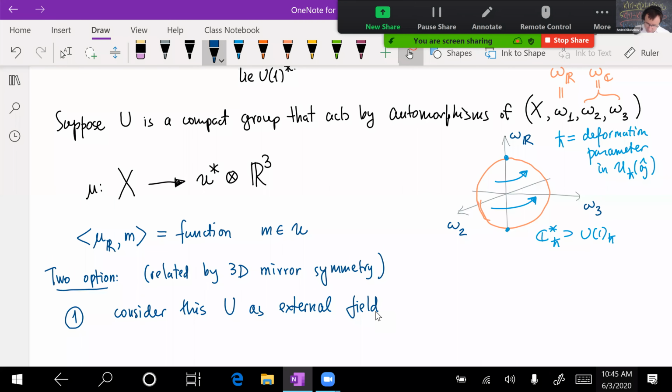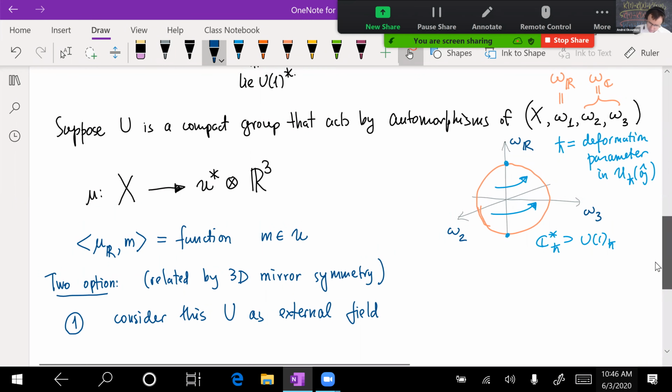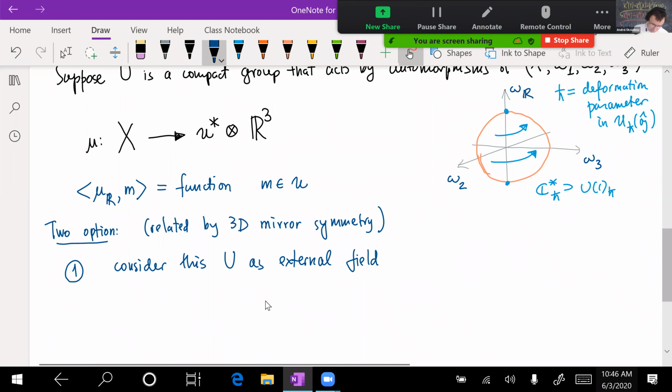That's just some global symmetry which induces this correction to whatever potential we had before. And so then we have to look at the new critical locus. External field means that when we compute the critical locus, we don't vary that U. So then we compute the critical locus along X of this function mu R m.